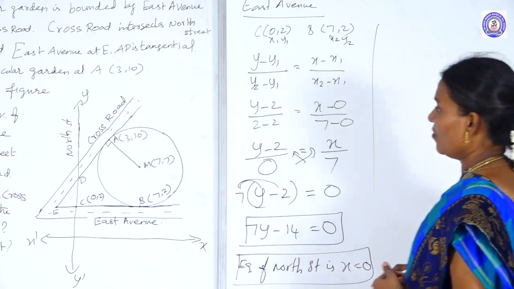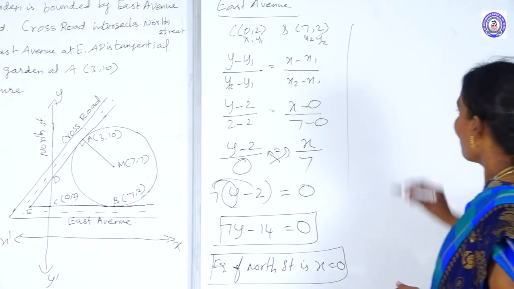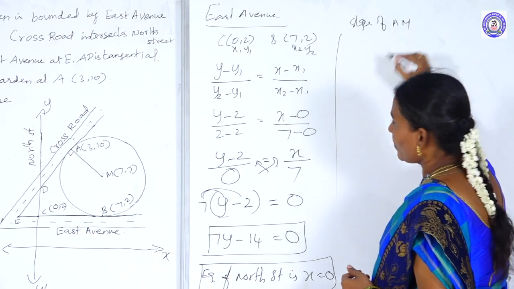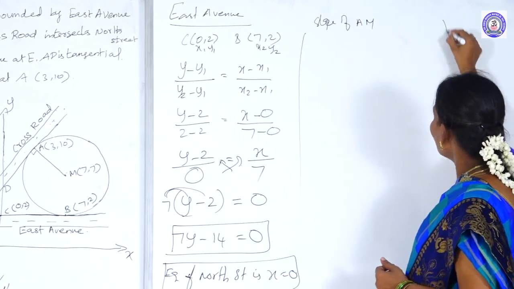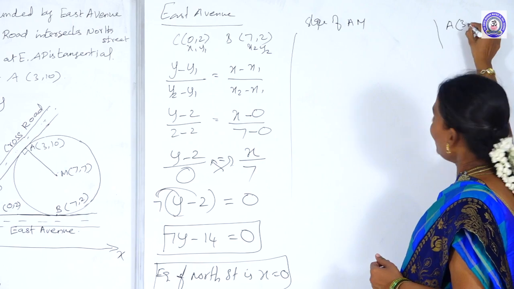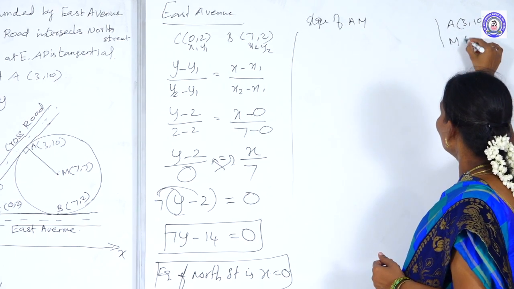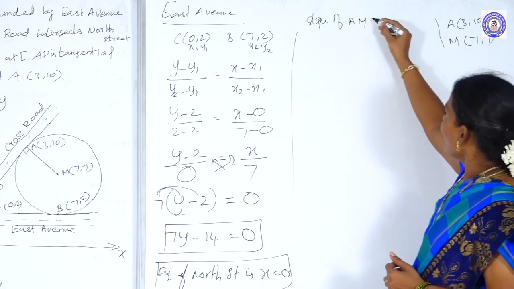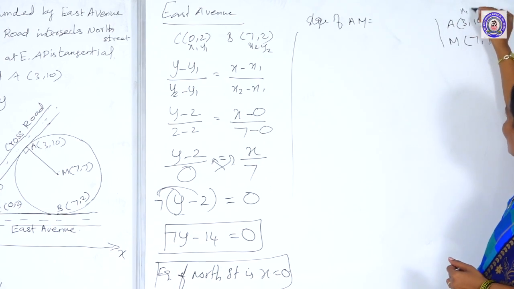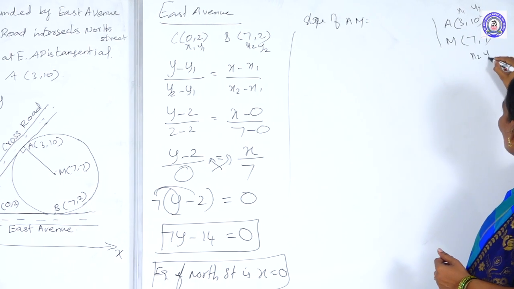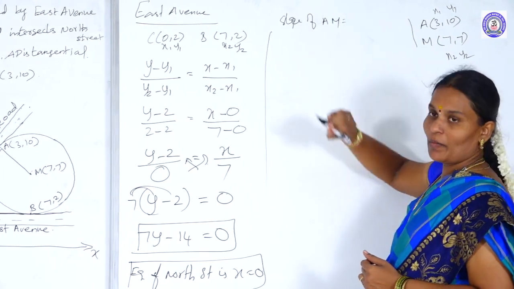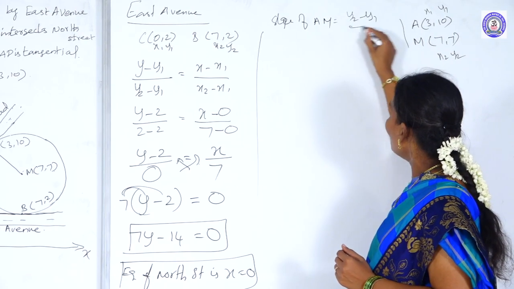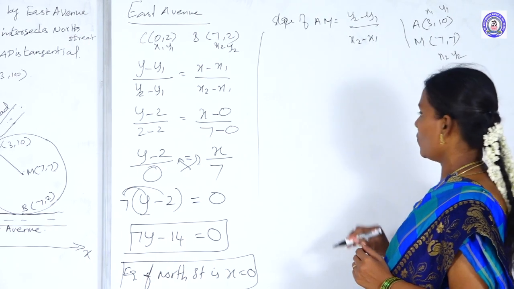Okay. So first you find out the slope of AM. What is the slope of AM? Okay. Come and take the points. A is 3, 10. What is M? That is the center. M is 7, 7. So here you consider this is x1, y1, x2, y2. So what is the slope formula? If 2 points are given, it is y2 minus y1 by x2 minus x1.